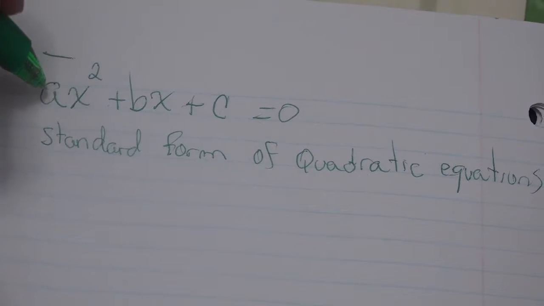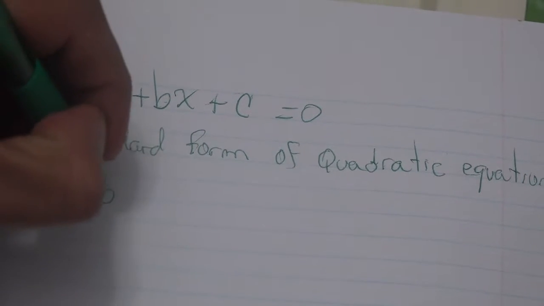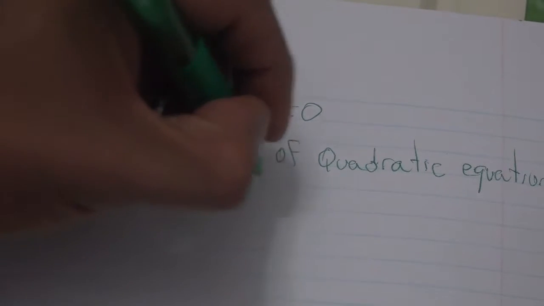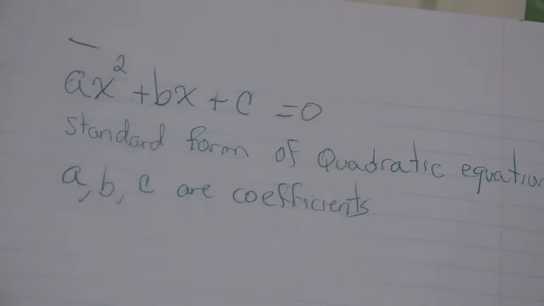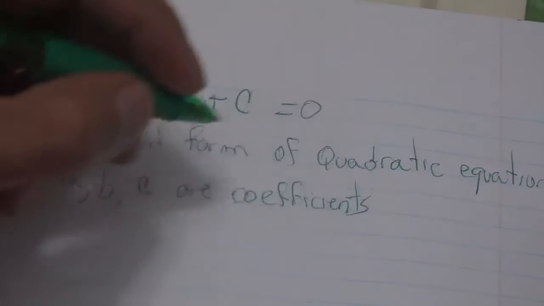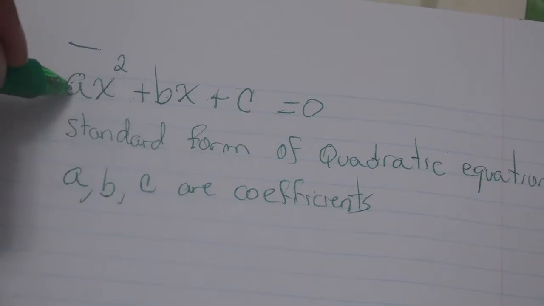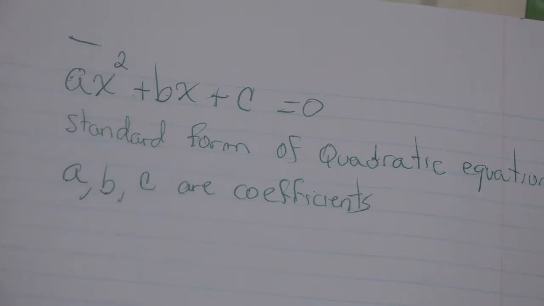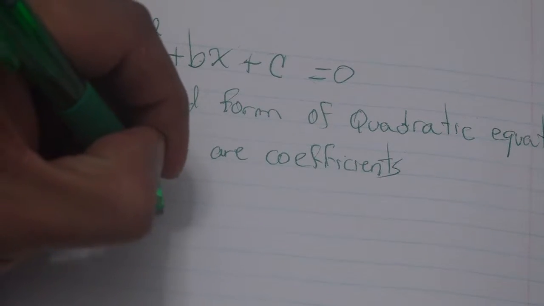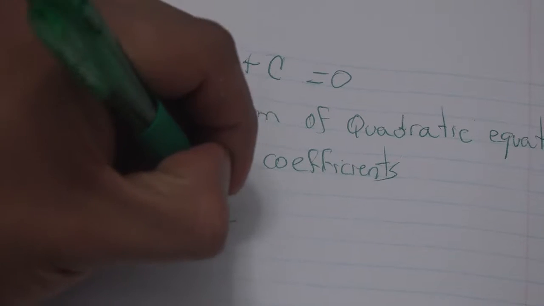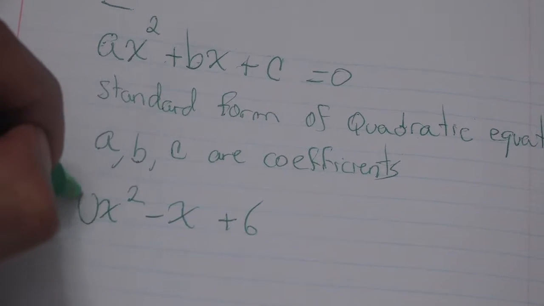Now, what do A, B, and C represent? They are coefficients. That means nothing more than regular numbers. When I ask you for the coefficient, let's give an example. Let's say I have x squared minus x plus 6. If I ask you for the coefficient of x squared, you have to say that the coefficient is 1.